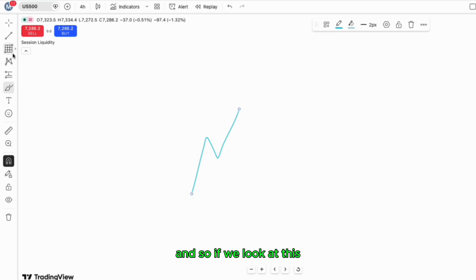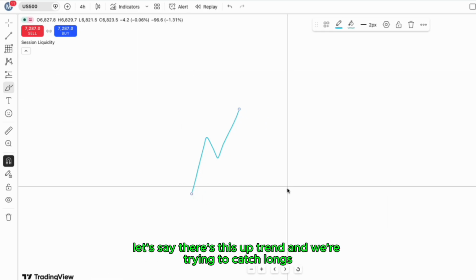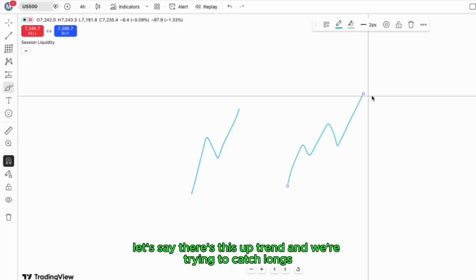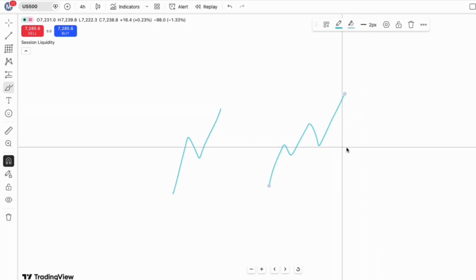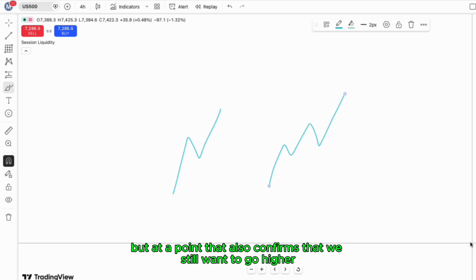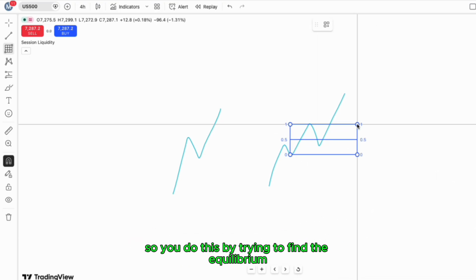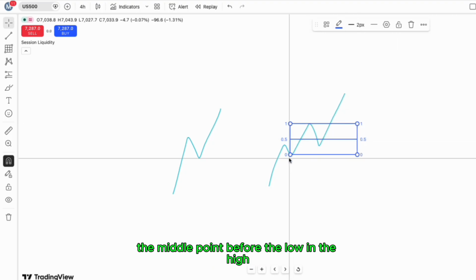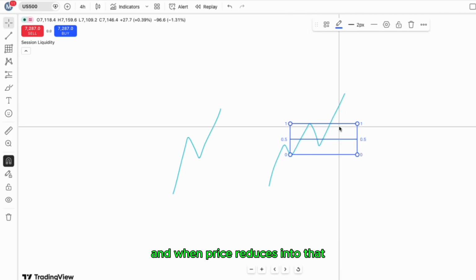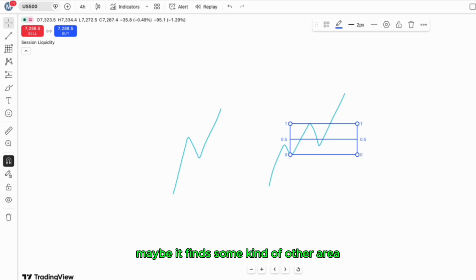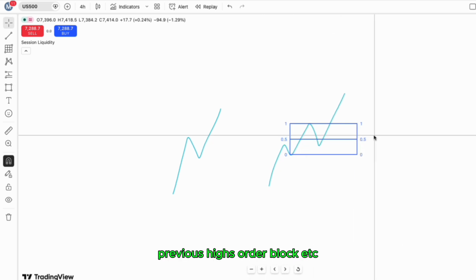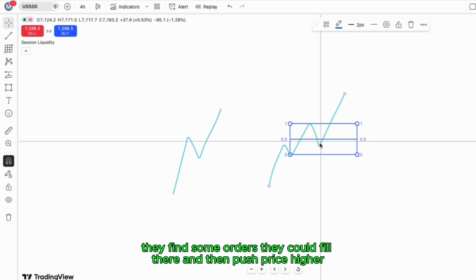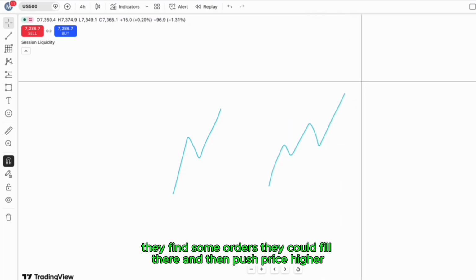And so if we look at this, let's say we're trying to catch longs, right? Let's say there's this uptrend and we're trying to catch longs. We're trying to catch longs ideally at a point that's not too expensive for us, but at a point that also confirms that we still want to go higher. So you do this by trying to find the equilibrium, the middle point between the low and the high. And when price retraces into that, maybe it finds some kind of other area, previous highs, order block, etc. It finds some orders that it could fill there and then push price higher.